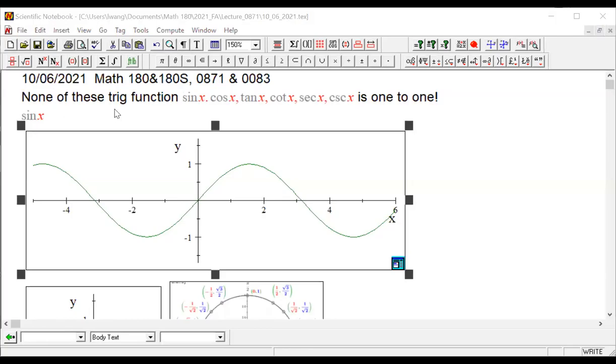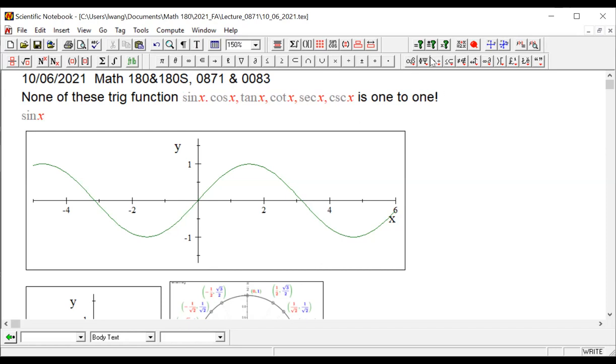Okay, so we know none of these trig functions is one-to-one, therefore none of them has an inverse. But how do we create sine inverse? And what is the inverse to? Because when we talk about an inverse function, we always have a pair of numbers, and we have addressed these.